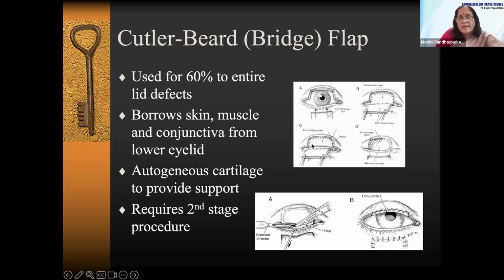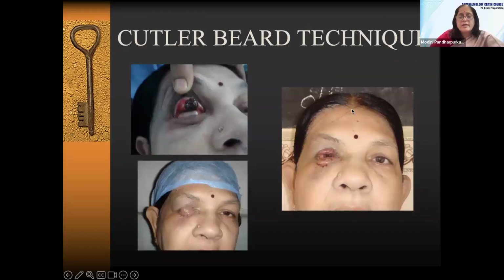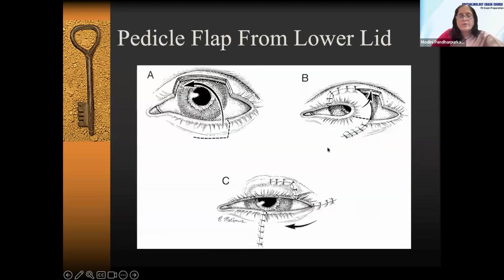So depending on which lid, where is the lesion, we can modify. So these are few examples of the Cutler beard technique where we had a lesion on the lid here. This is the stage 2 and this is the stage 3 where we have released. Another one where there was a melanoma on the inner side of the lid, and this was after the surgery, and this was on the table after we removed it.